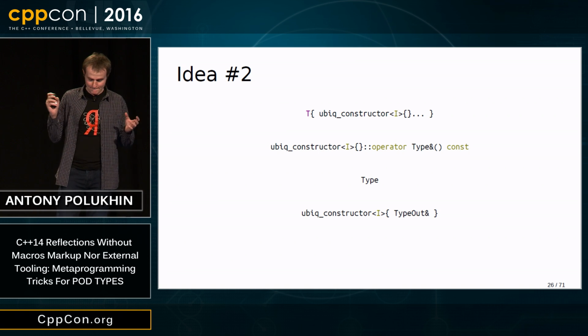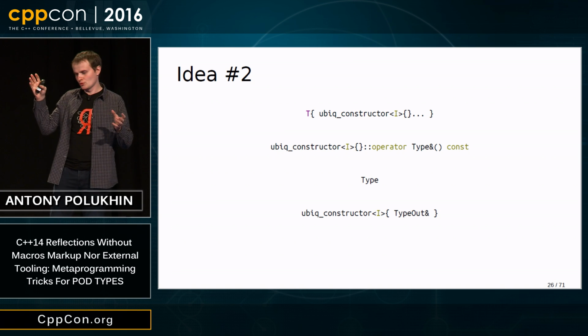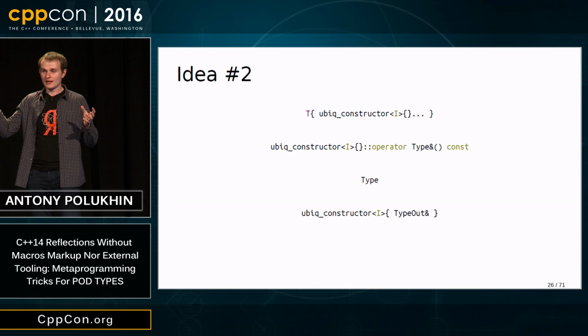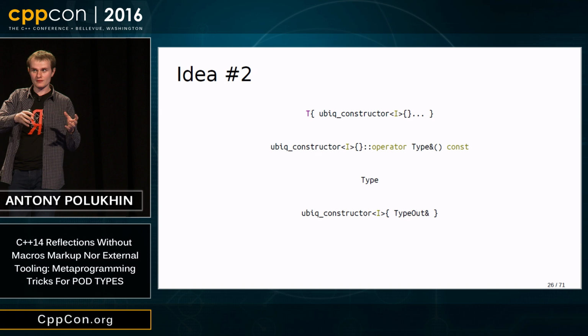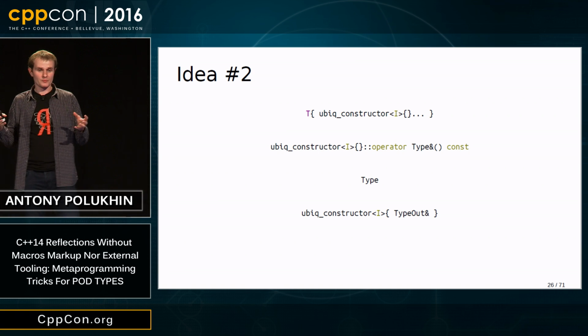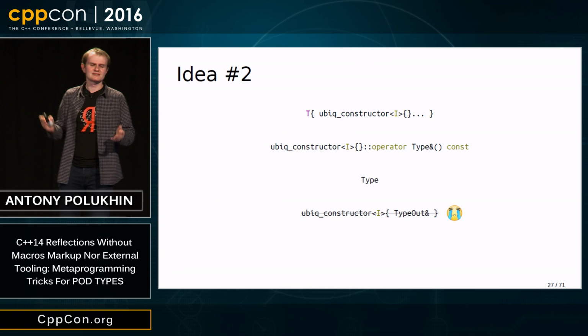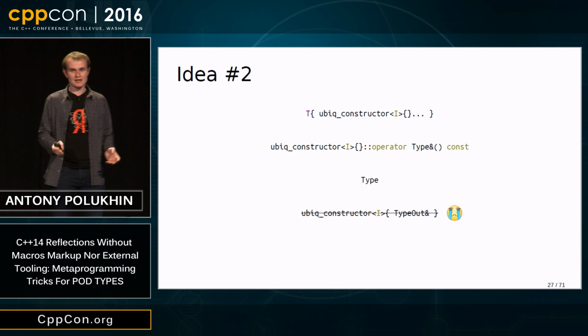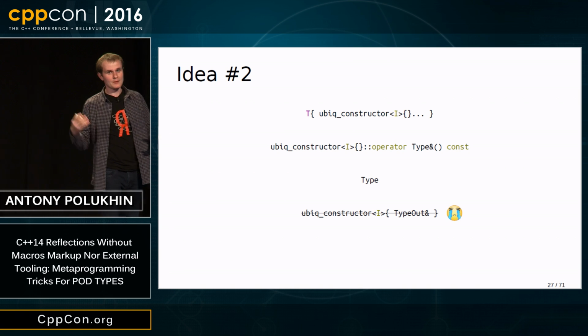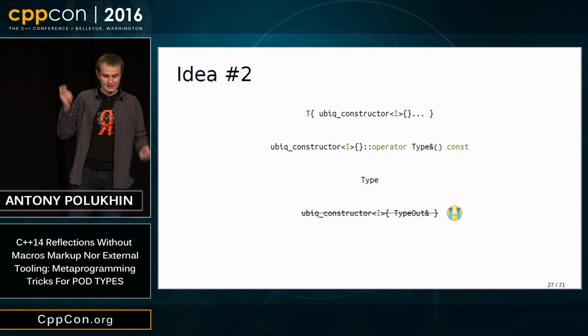For example, there is no way to assign a type to some variable and then get the type back from the variable. Yes, there is Boost.TypeIndex and Boost.TypeInfo, but they're useless at compile time. You just cannot extract the type back from them. That's a problem.